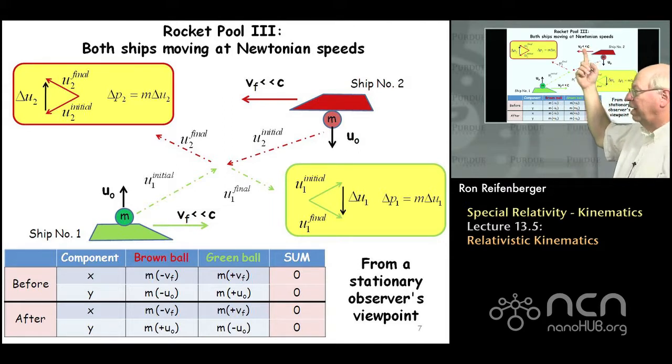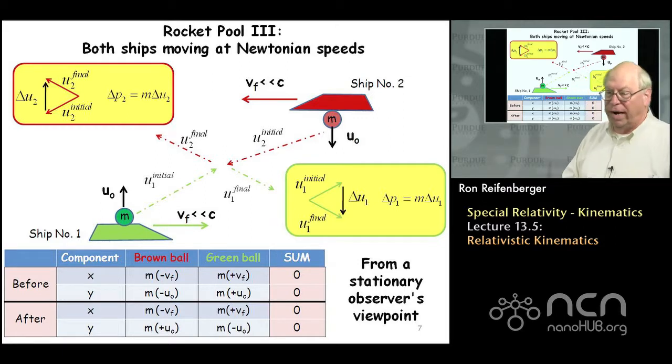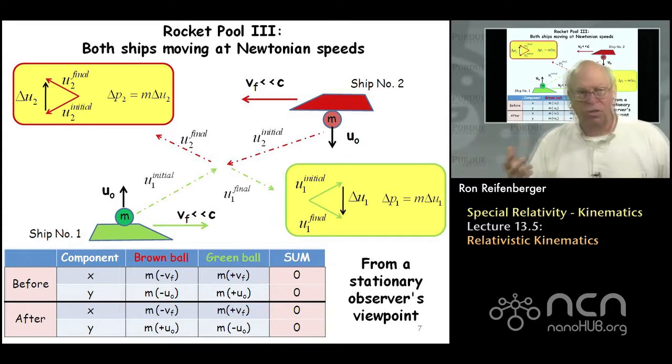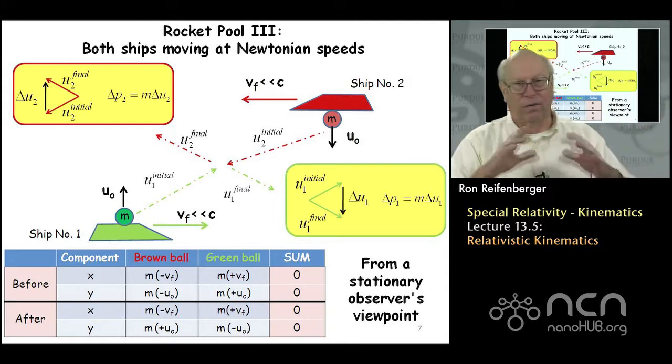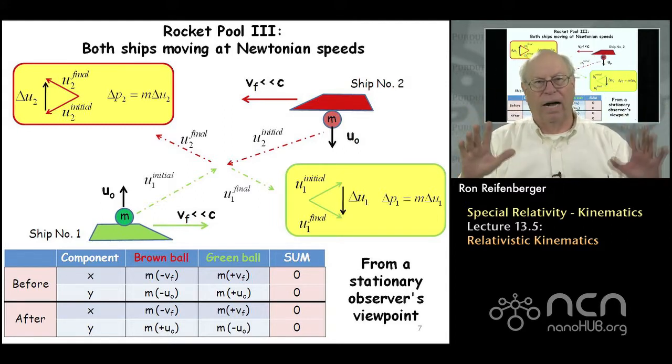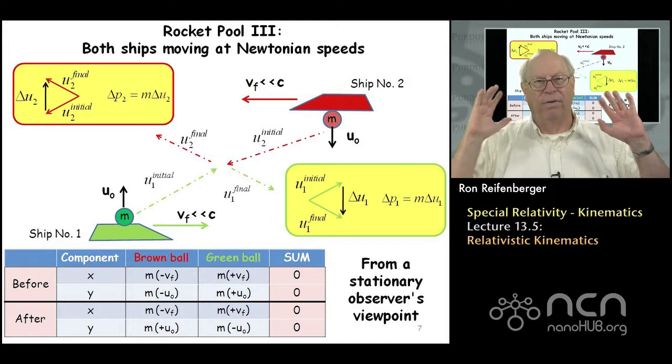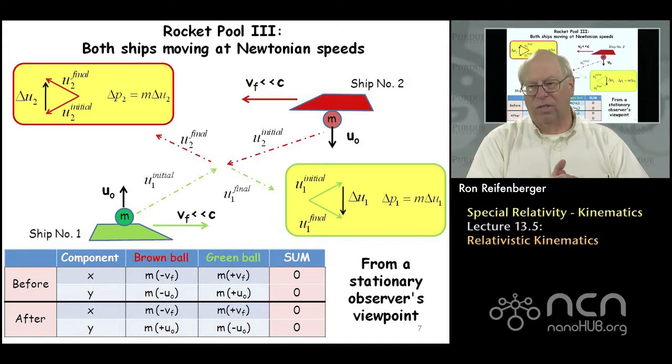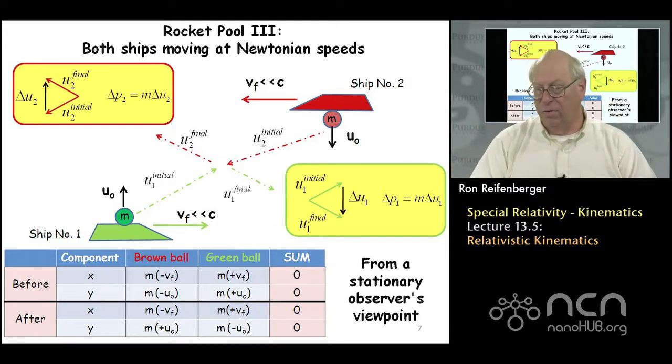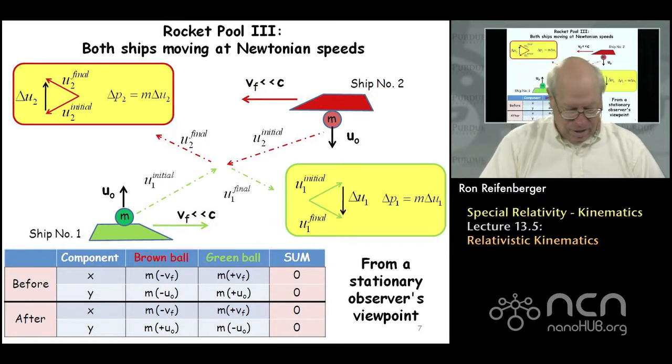Again, this is an example of non-relativistic speeds. V sub f is much, much less than the speed of light. And if you track through the velocities in the x and the y directions before and after, what you find is, from a stationary observer's point of view, momentum is in fact conserved. So nothing surprising here. These first three examples are standard problems that you could have worked out when you took your introductory physics course, actually way back in high school, right? Because it's just a simple application of Newtonian mechanics.